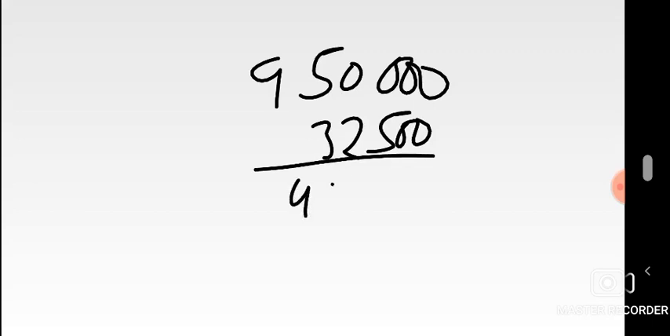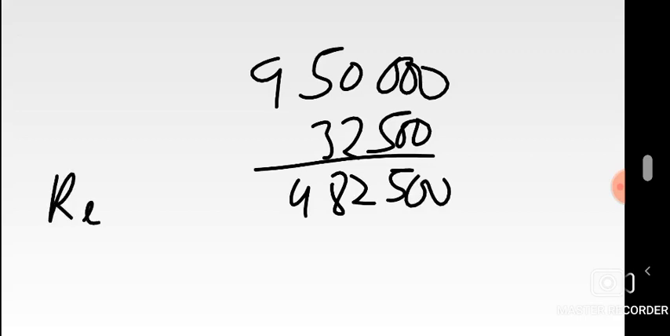So this is 982,500 as the what? Restated balance. You call that the restated balance. Then that's just for 2015. You've restated the balance for 2015.